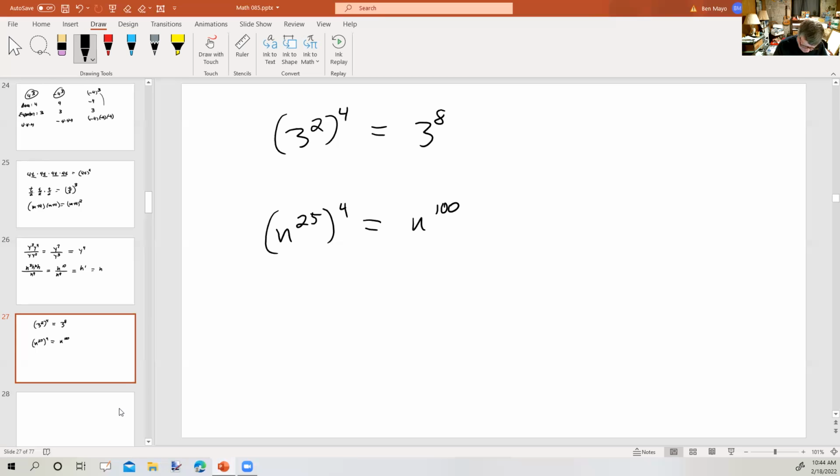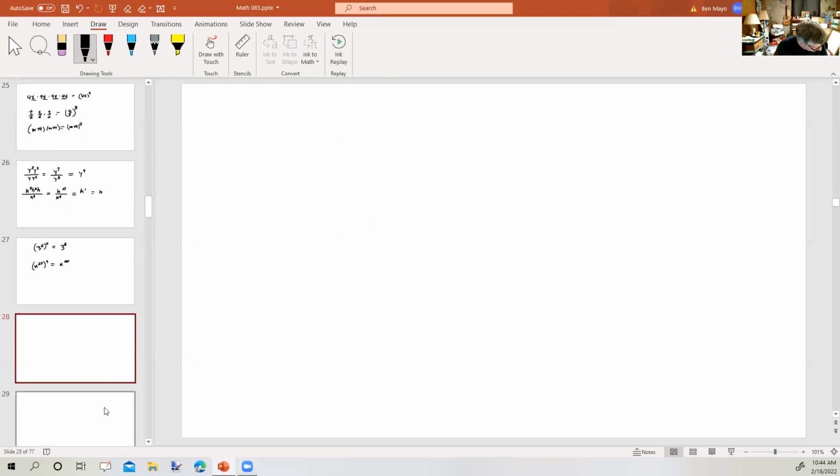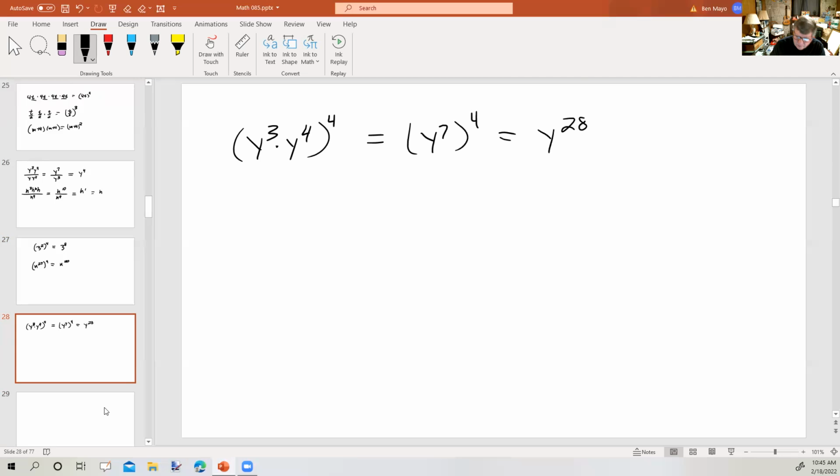Let's see here. This says use the product and power rules for exponents to simplify each expression. We've got y cubed times y to the 4th, all to the 4th power. Now, even though we have a product raised to a power, we would still want to start inside because we can multiply those two powers because they have the same base. So this would be y to the 7th to the 4th power, which is y to the 28th power.